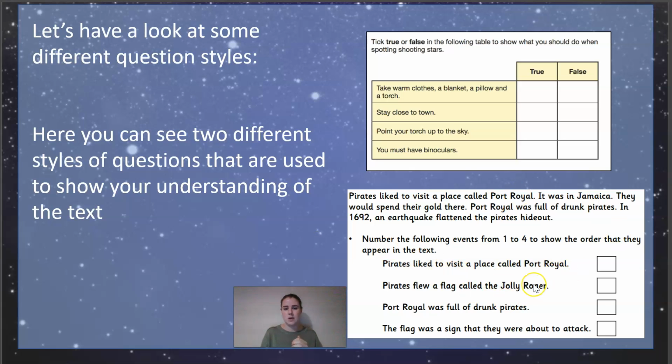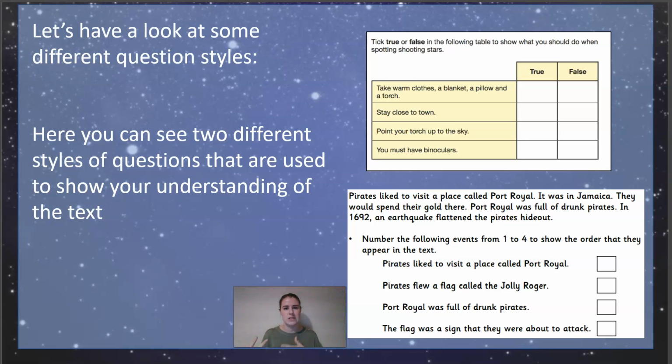Here we have a different example. Now in this particular example, they've given some chunk of information. You might not always have this chunk of information, but you will have the text in front of you. So it's always important to have that to hand. Now this example gives you 4 different summarised sentences. These are 4 main events that have happened in that small passage of writing. And your job is to put them in chronological order. And we know that chronological order is good. So put it in order from start to finish. Okay. So these are 2 styles of questions that you might be asked.